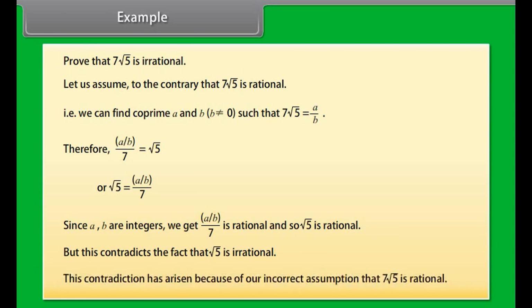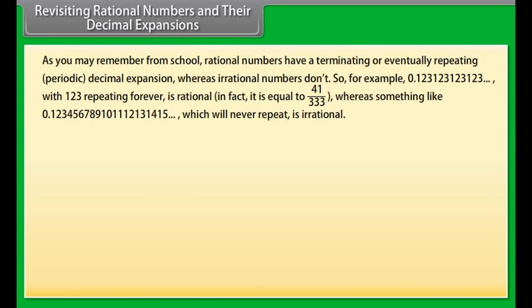This contradiction has arisen because of our incorrect assumption that 7 root 5 is rational. Revisiting rational numbers and their decimal expansions. As you may remember from school, rational numbers have a terminating or eventually repeating periodic decimal expansion, whereas irrational numbers don't.